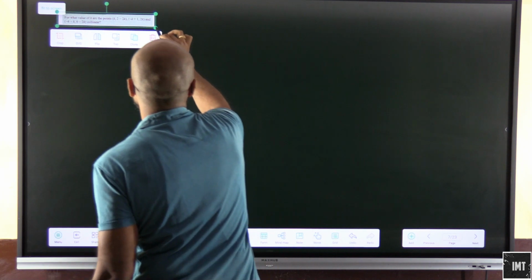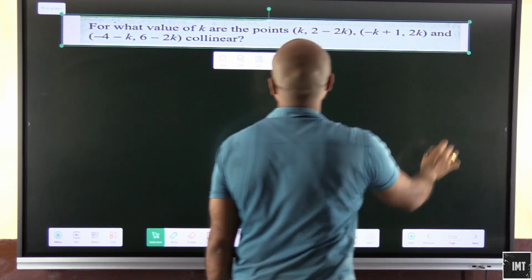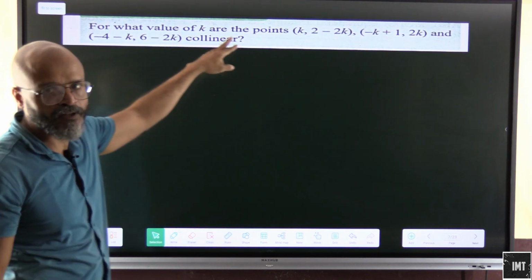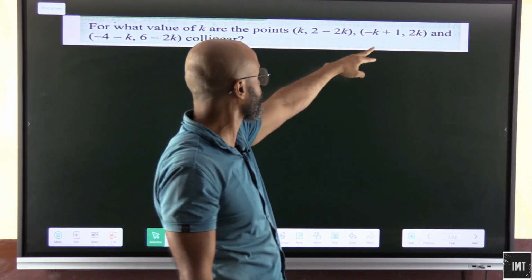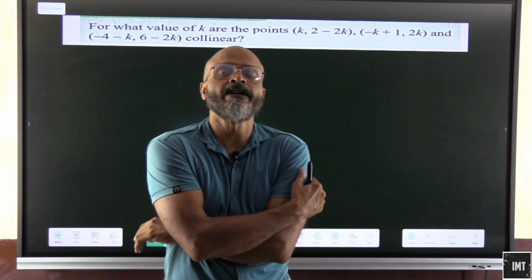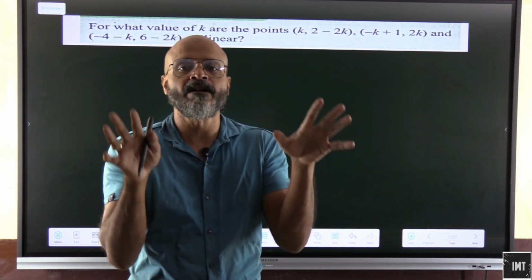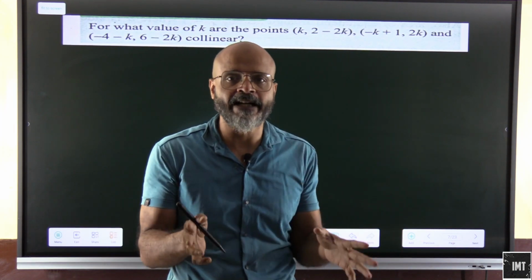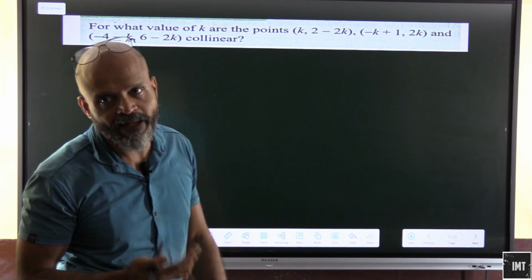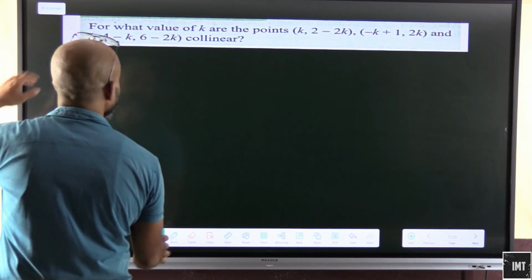So in this problem, we have to find the value of k. For what value of k are the points these and these collinear? So when the points are collinear, we know that if we find the area of the triangle formed by collinear points, this will always be 0 because they are obviously not forming a triangle. Okay, so let's take this here.